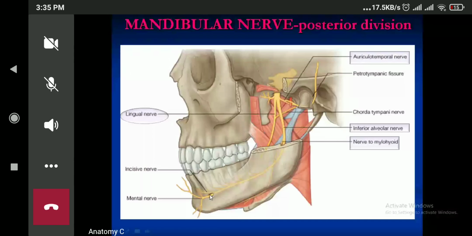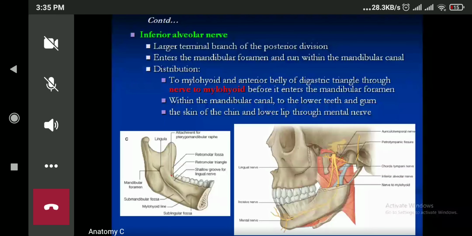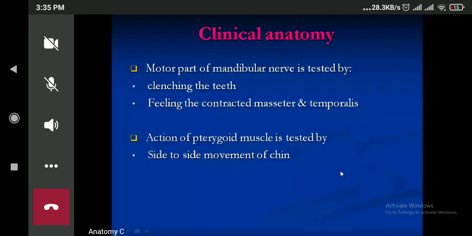Now, the infraalveolar nerve. Now, the clinical anatomy: the motor part of the mandibular nerve is tested by clenching the teeth. Next is feeling the contracted masseter and the temporalis. So you can easily feel the contracted part of the masseter and the temporalis.